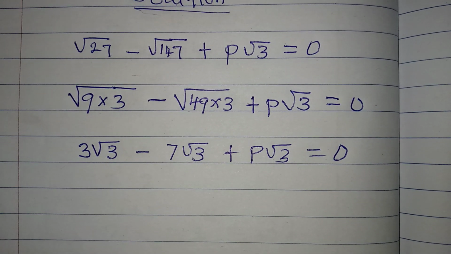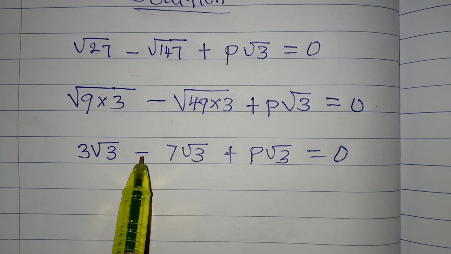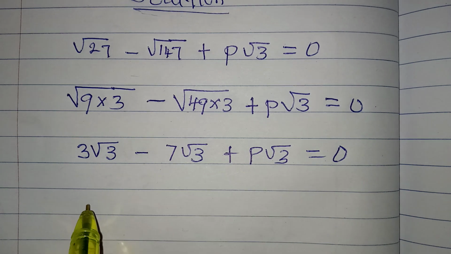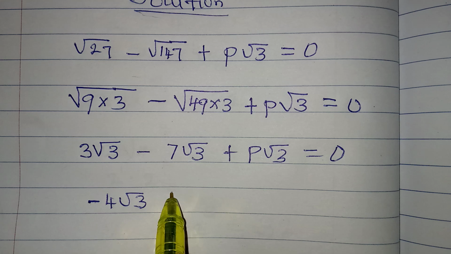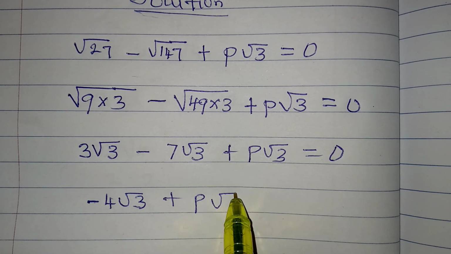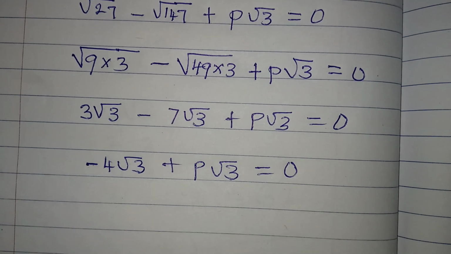The next point is to evaluate what we are having here. 3 root 3 minus 7 root 3 will give us minus 4 root 3, then plus p root 3 to be equal to 0, right?